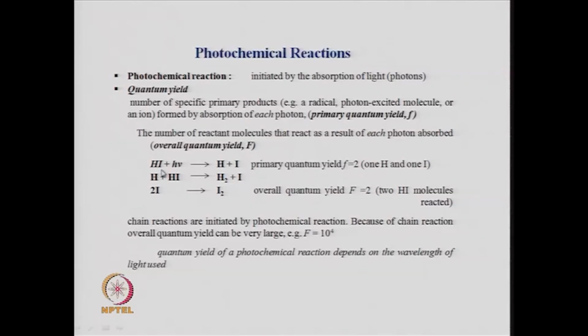So, this you can understand by looking at the following reactions. This is a reaction of hydrogen iodide in the presence of light to form hydrogen and iodine atoms. What has happened in this step is you have taken, assume, one photon of light with energy h nu. Here the light has a frequency nu, and small h is the Planck's constant. One photon, when it falls on hydrogen iodide, creates one H and one I, and since there are two such particles, the primary quantum yield small f is 2.